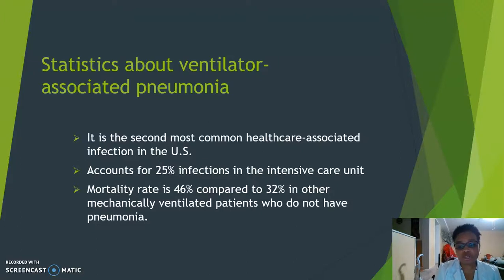Now, I will talk next about the statistics about VAP. VAP is the second most common healthcare-associated infection in the U.S. It accounts for 25% of the infections in the ICU. The mortality rate is 46% compared to 32% in other mechanically ventilated patients who do not have pneumonia.